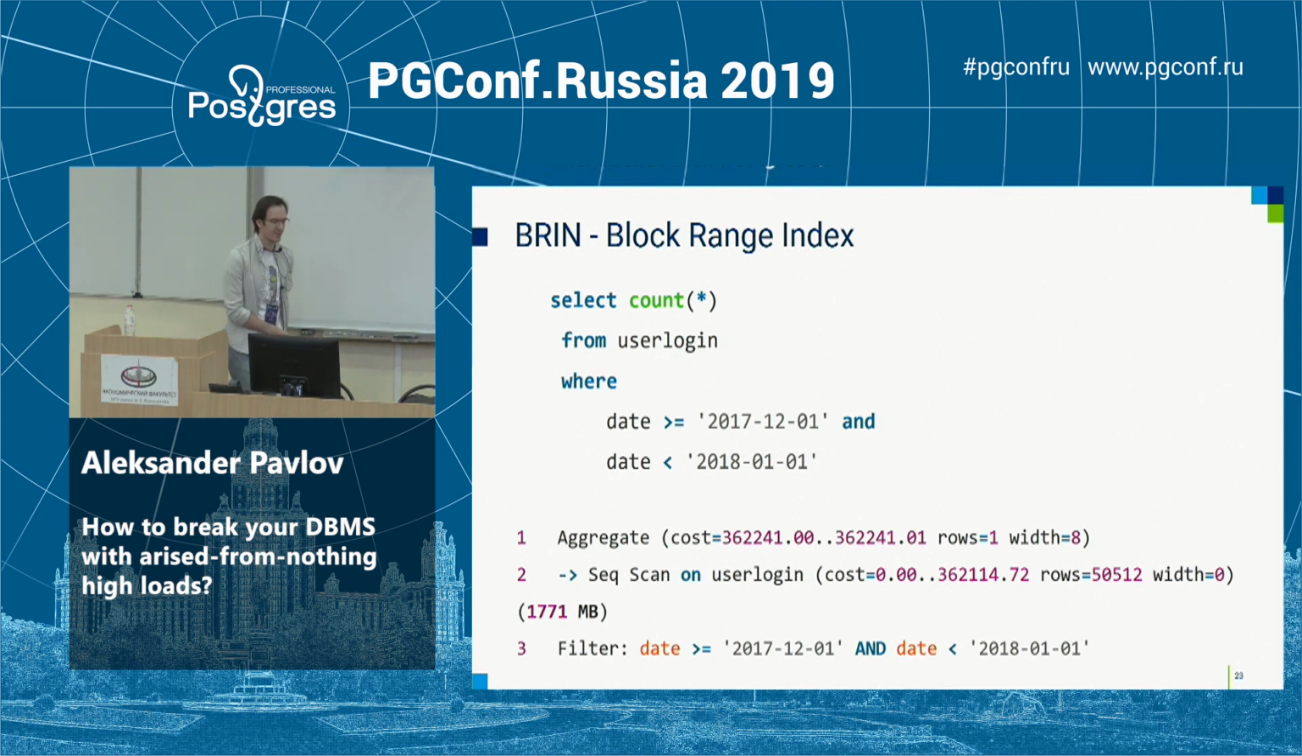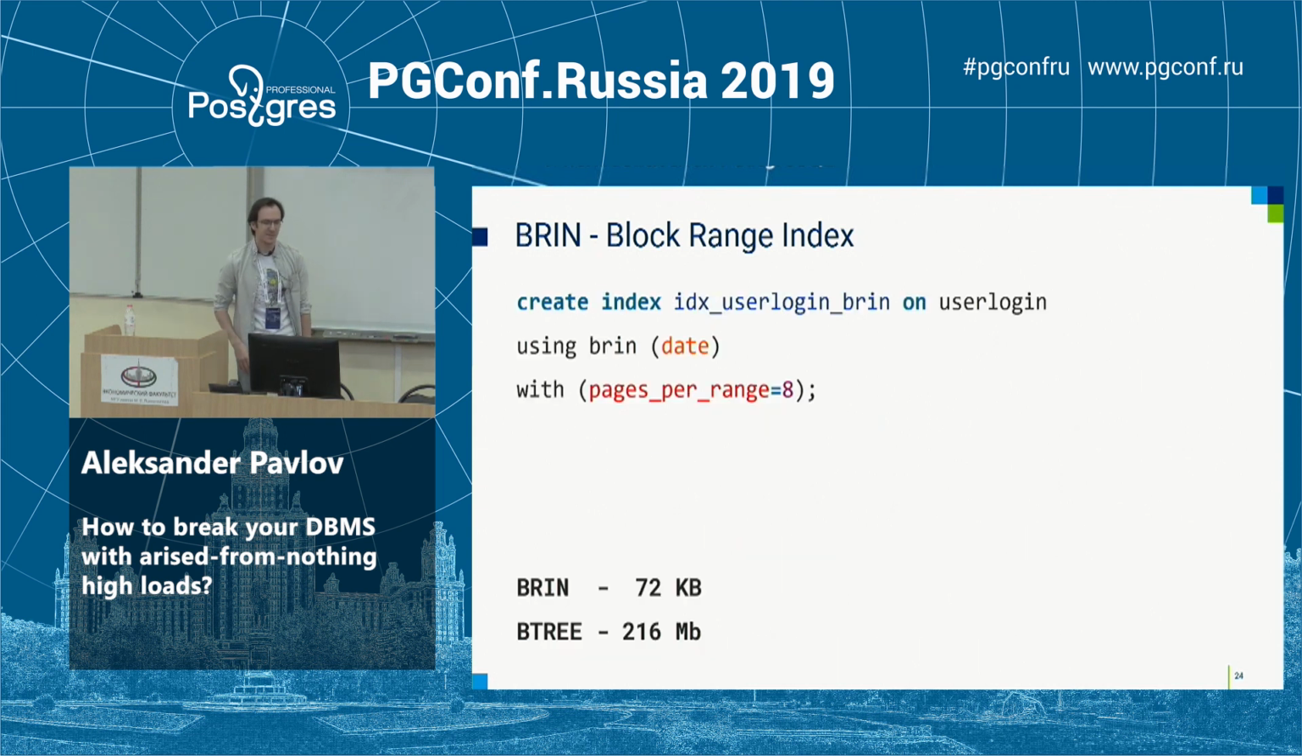It stores only page identifiers. It splits the table into blocks, and for example values from 0 to 100 will be on pages 1 to 3, 5, 6, and 8, and so on. All blocks are handled in the same way. Just as an example, I took a BRIN and a B-tree index, and BRIN turned out to be smaller than B-tree by orders of magnitude.